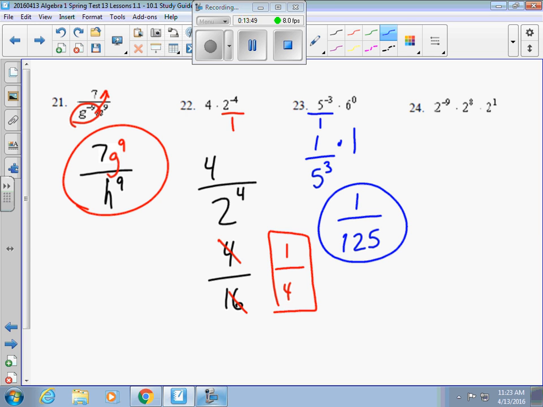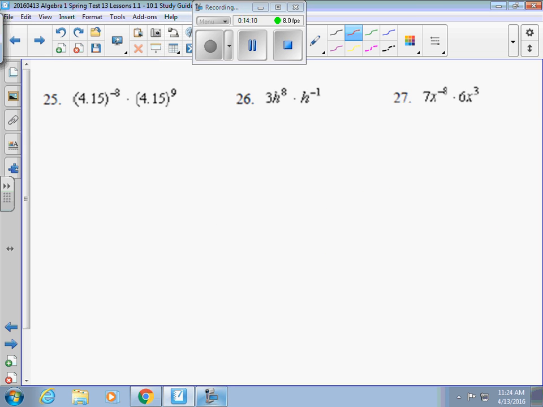All of the bases are the same for number 24: 2, 2, and 2. So add the exponents. 2 to the negative 9 plus 8 plus 1. Anytime you multiply bases, you add exponents. Negative 9 plus 8 is negative 1, and negative 1 plus 1 is 0. 2 to the 0 power, just like that one a minute ago, anything to the 0 power is 1.